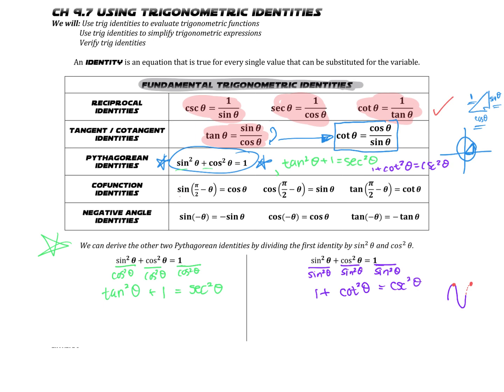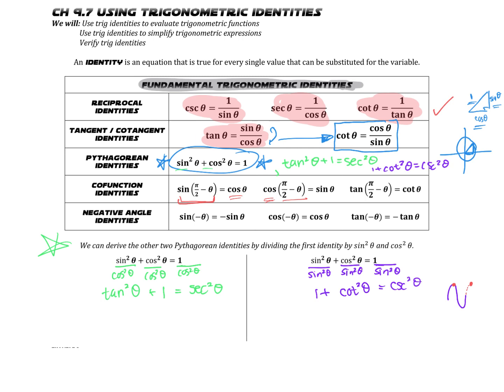So all this is saying is if we shift sine slightly, we get cosine. If we shift cosine slightly, we get sine. And notice those are the same shift. Sine of pi over 2 minus theta is cosine. Cosine of pi over 2 minus theta is sine. So those are functions that you should know.